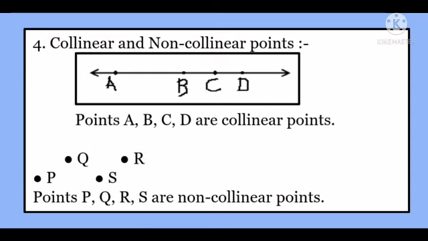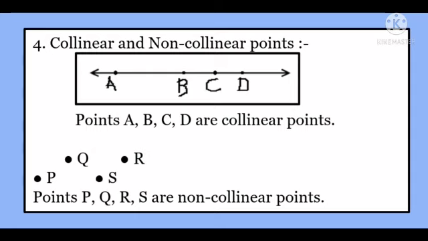Point 4. Collinear and non-collinear points. Now, what are collinear points? Three or more points which lie on the same line are said to be collinear points. And non-collinear points, points which do not lie on the same line, are called non-collinear points.